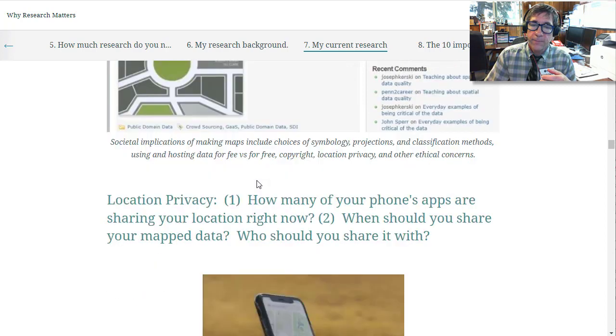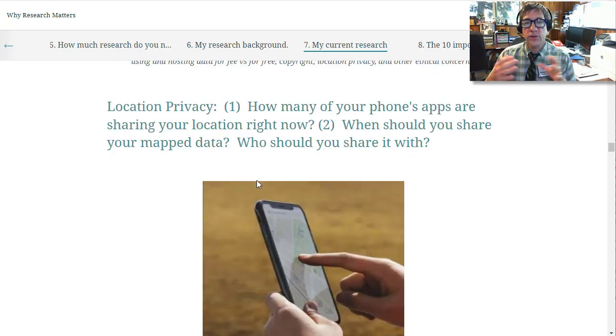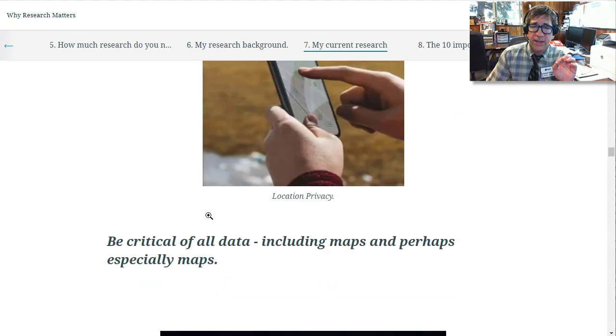So one of the things in there is really focused on location privacy. For example, how many of your phone apps are sharing your location right now? When should you share your map data, your fitness app, etc.? And who should you share it with? And does it matter? So thinking about location data.